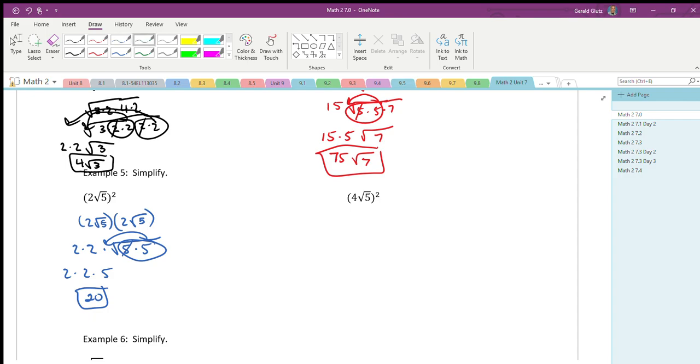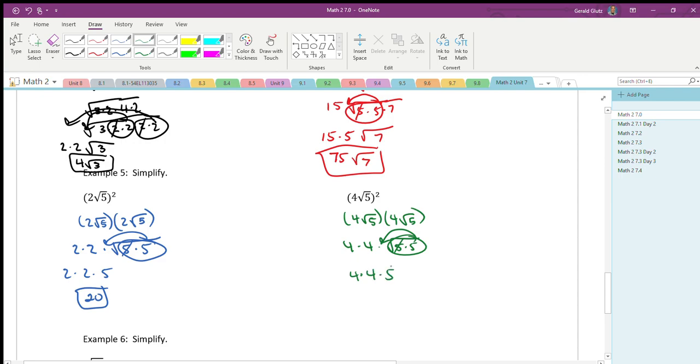So then the next one's going to be pretty much the same thing. It's something squared, so I can write 4 root 5 times 4 root 5. So 4 times 4 times square root of 5 times 5. Got a pair of 5's, one goes away, the other one comes out. So 4 times 5 will be 80.